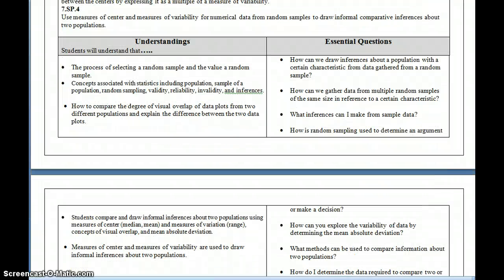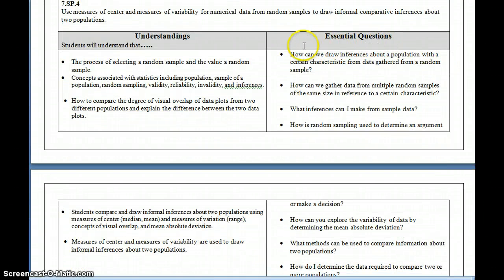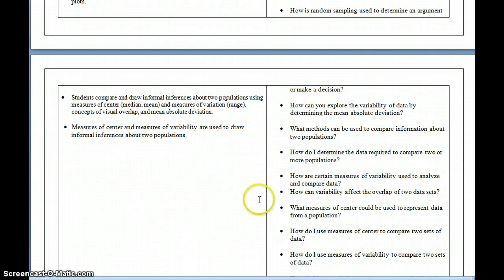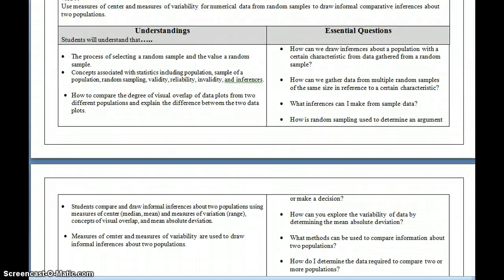Examples of essential questions for this specific unit are: how can we draw inferences about a population with a certain characteristic from data gathered from a random sample? How can we gather data from multiple random samples of the same size in reference to a certain characteristic? What inferences can I make from sample data? How is random sampling used to determine an argument or make a decision? And as you can see, there are several more which give the teacher a nice resource bank to draw from. Again, essential questions are thought-provoking and should not be able to be answered with a simple yes-no fact type answer.